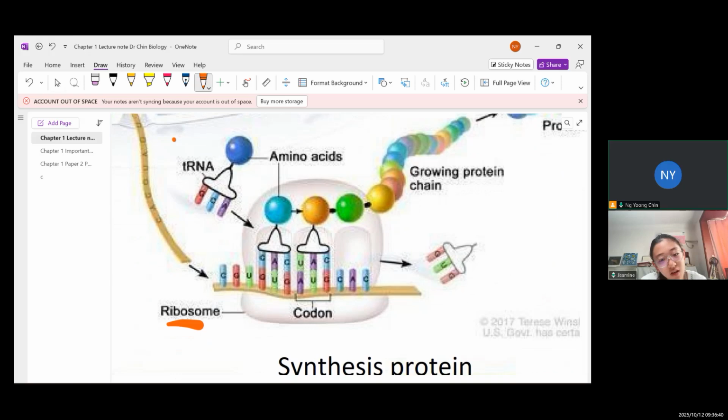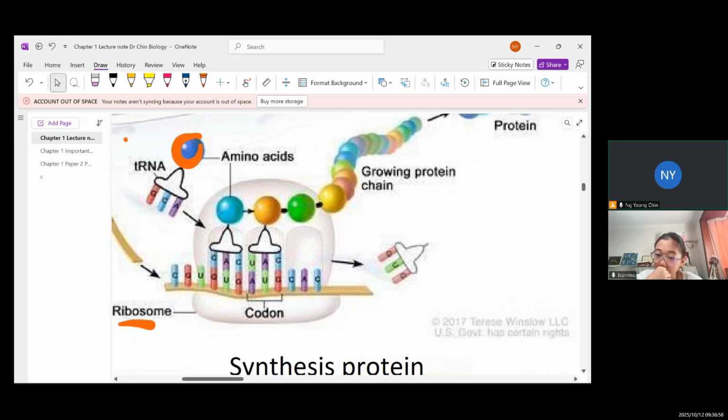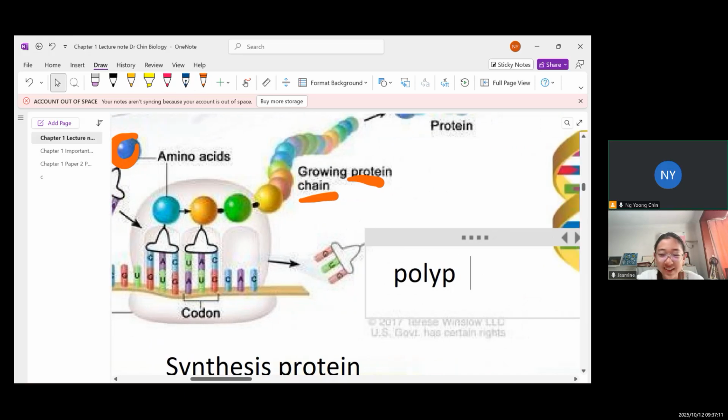After the ribosomes read the information, they can ask the amino acid to come. See, this is the amino acid. They ask the amino acids to come and then start to join them together, forming a polypeptide chain. See, this is a growing protein chain, which is the polypeptide chain.